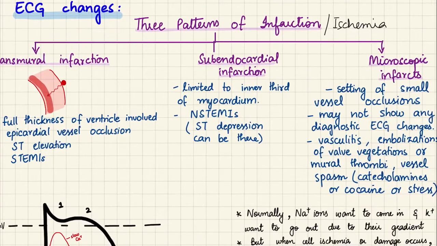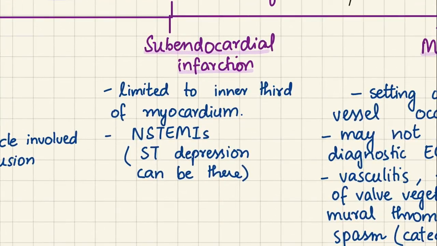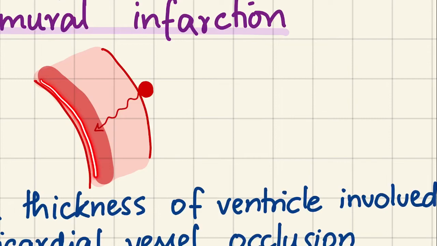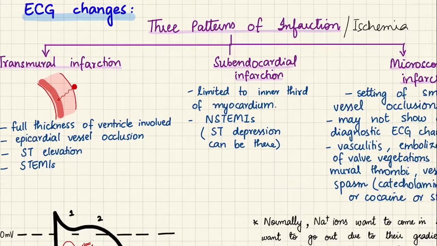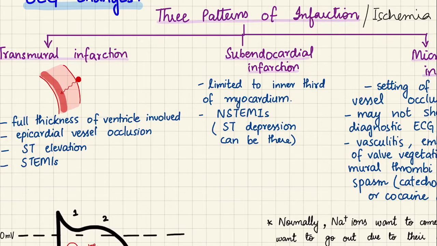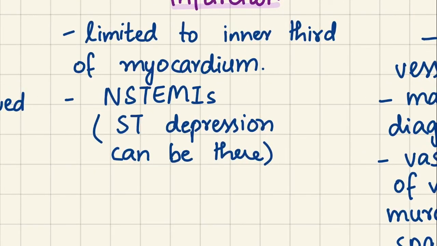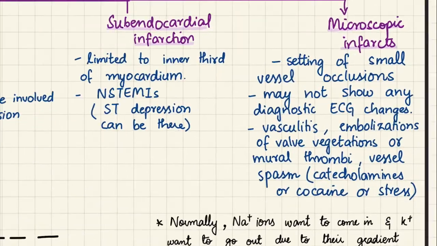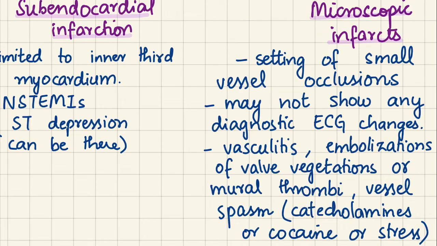Secondly, we have subendocardial infarction. Subendocardial infarction means that only this area has undergone infarction, because this is the most vulnerable area. Okay, and this is called non-ST elevated MI, and this will have ST depression. I'll explain this.